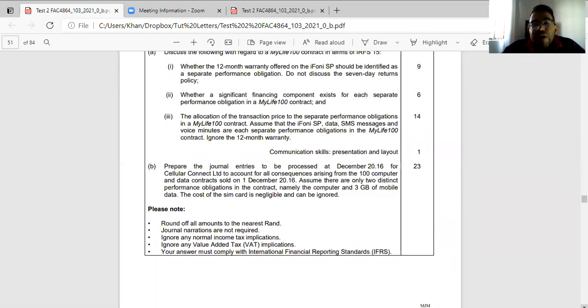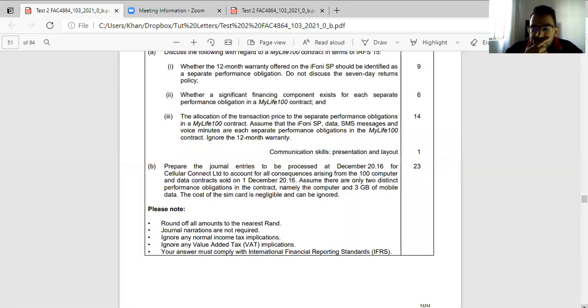Remember, the revenue of the computer was already recognized on 1 October. We have already recognized the revenue, so there's no revenue to recognize regarding the computers because we recognize the computers at a point in time. All we're going to do is that the cash portion we are receiving for the computer will reduce the trade receivable relating to the computer. The remaining 349 that applies to the data will be allocated as revenue to the data.